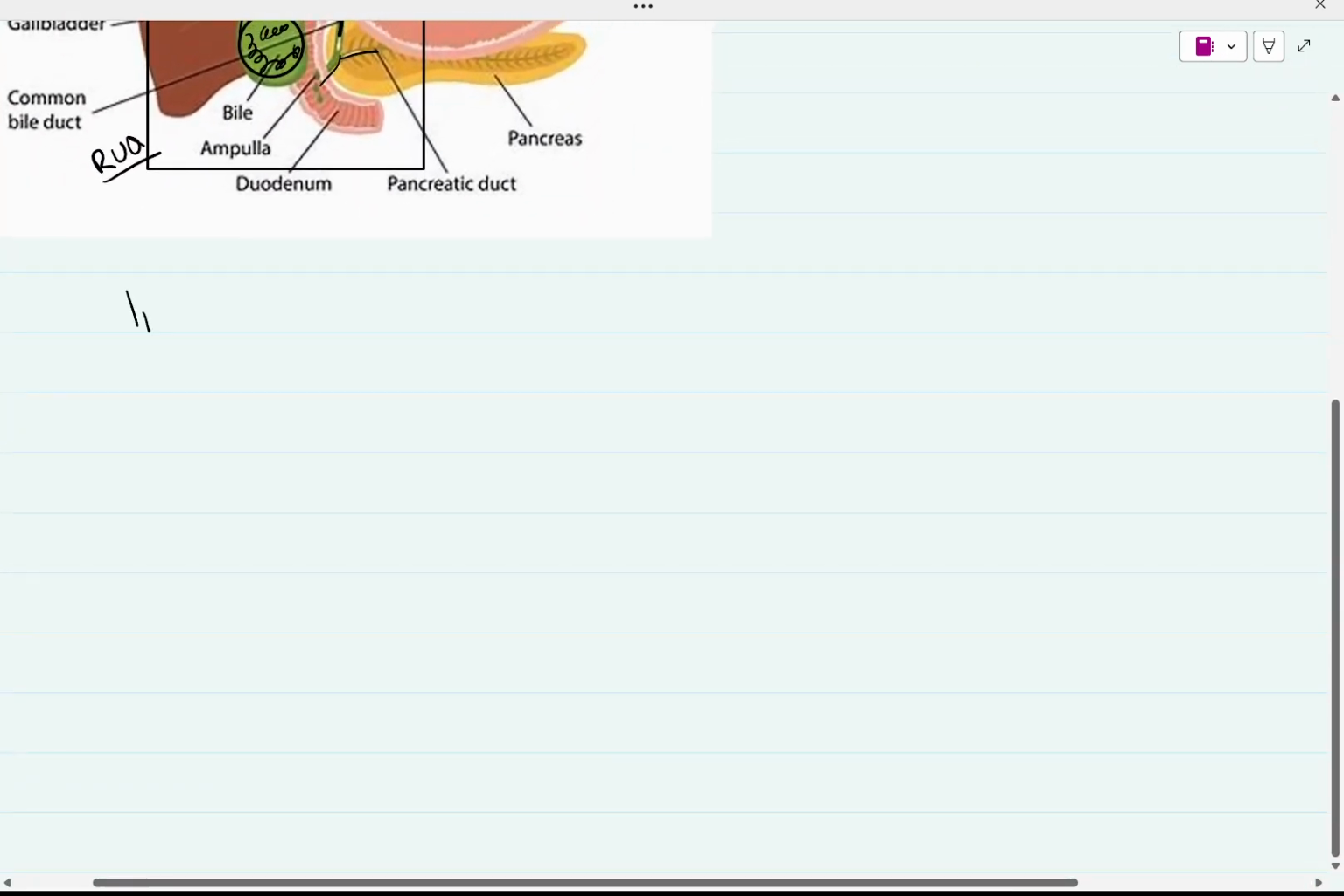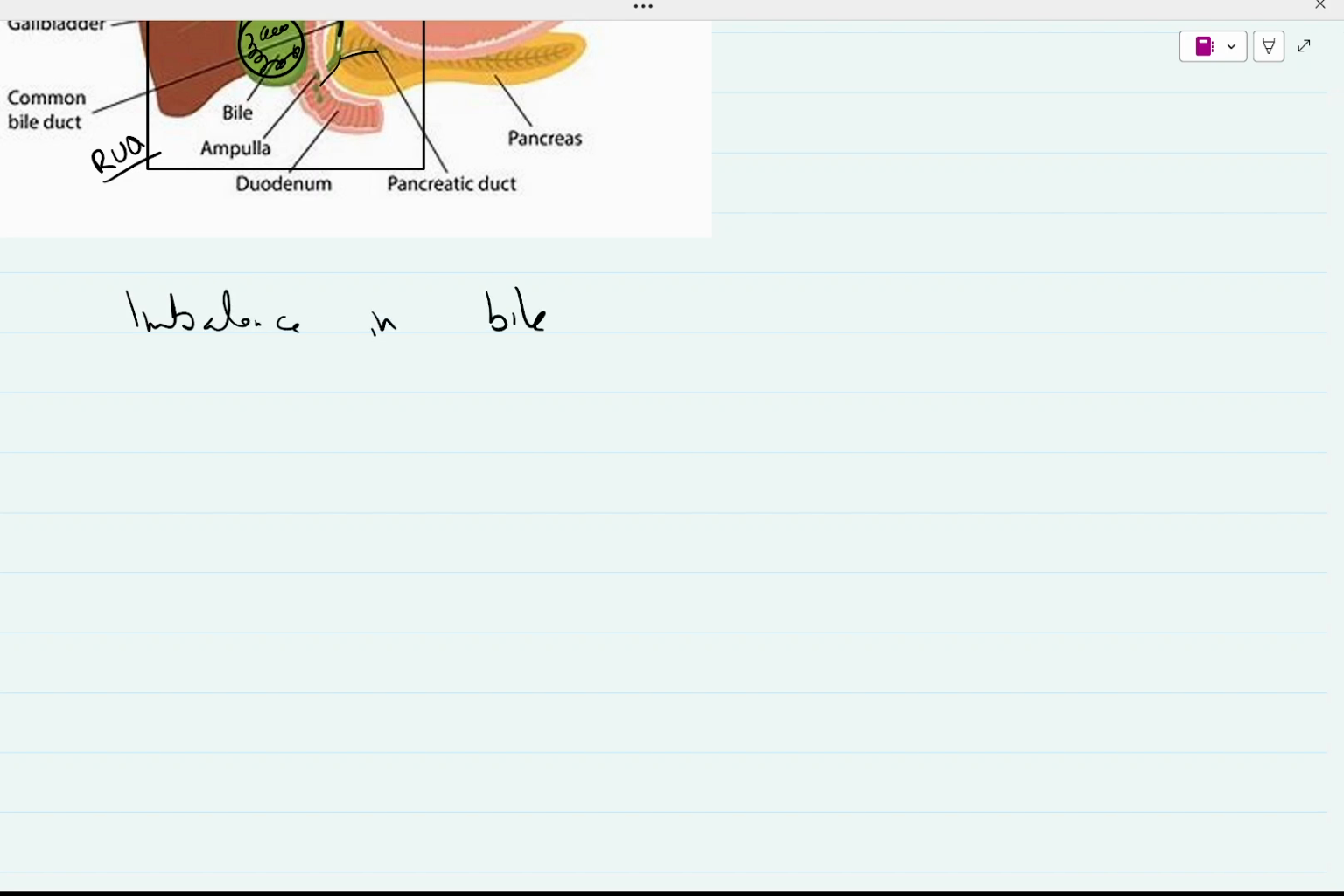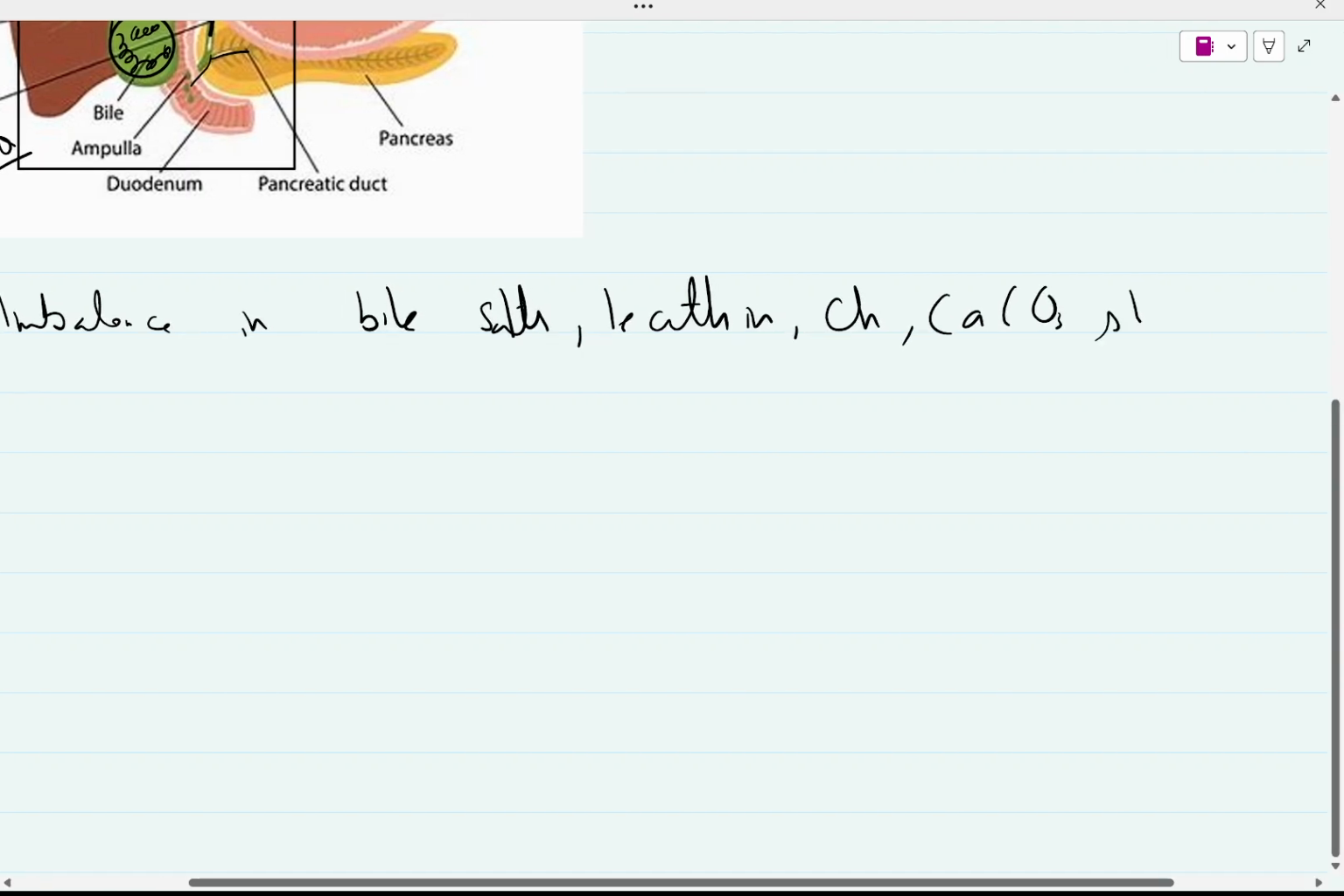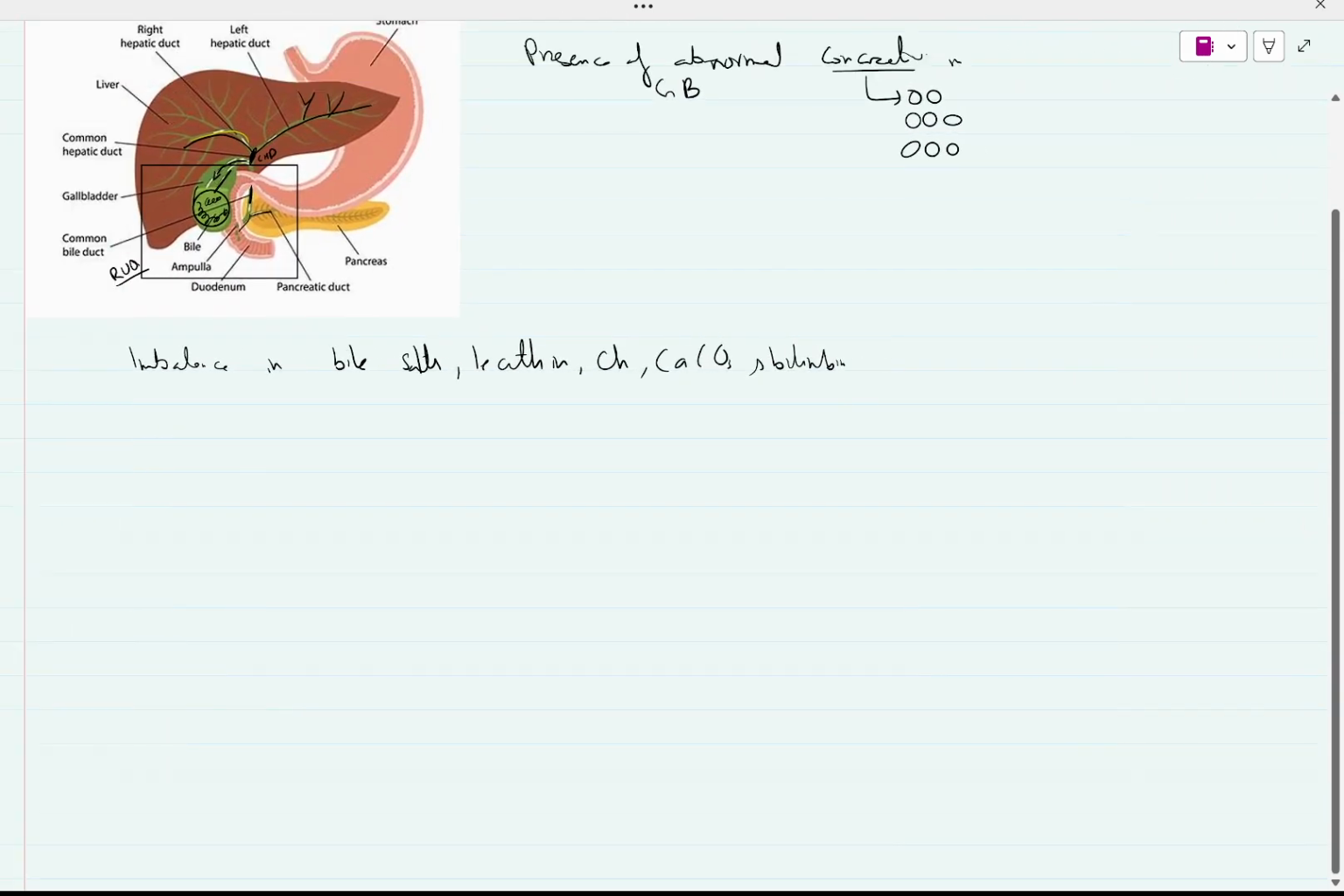Generally there is an imbalance in bile salts and lecithin. Lecithin is a fat stabilizer compound produced in the liver. When there is an imbalance in bile salt, lecithin, cholesterol, calcium carbonate and bilirubin, these are the culprits behind the accumulation of gallstones in the gallbladder. An imbalance in any of these chemicals leads to gallstones.